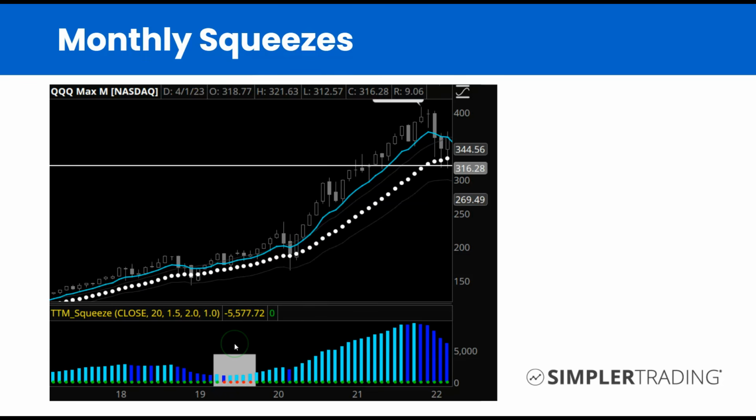And again, you can look for the same thing here on a monthly chart. So going back to early 2020, big monthly squeeze for the QQQ. That squeeze firing to the upside gave us our uptrend.